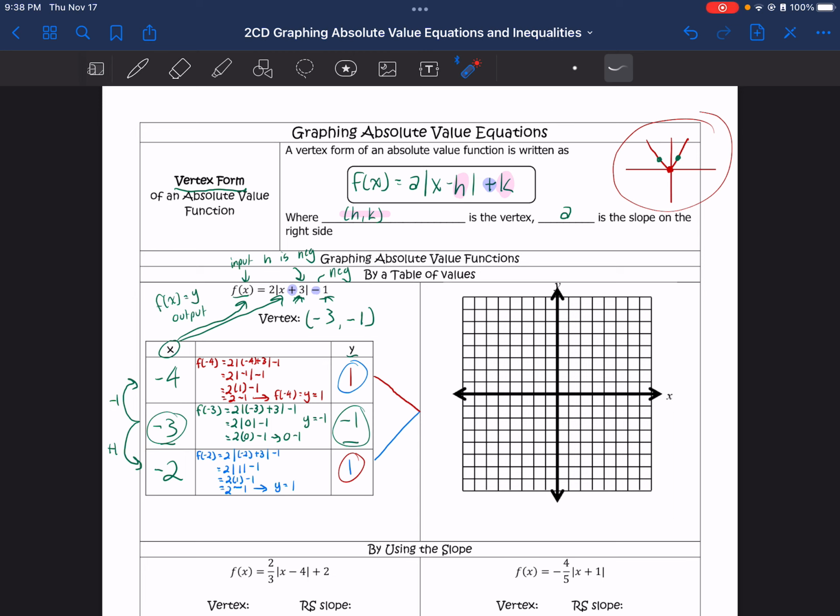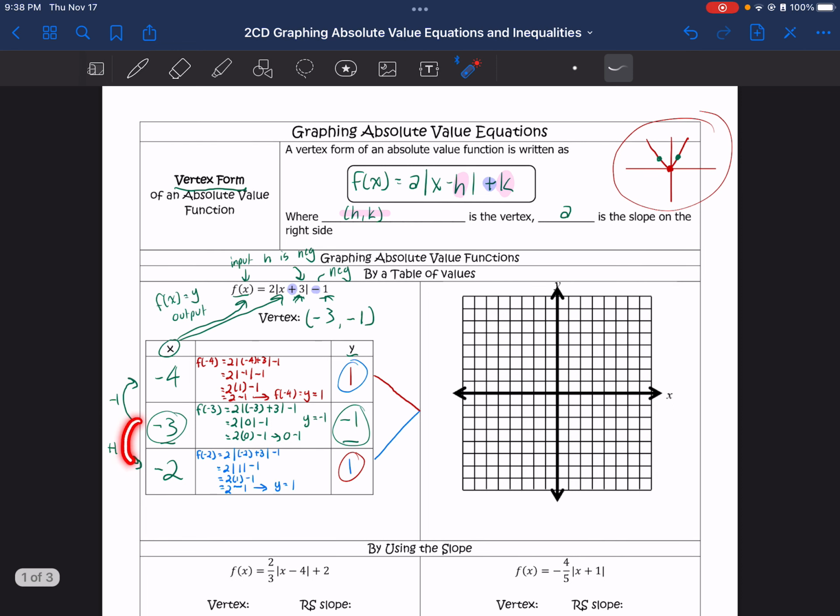Now, you can move 2 steps down and get a point, but that means you would also have to move 2 steps up. You can actually move 2 steps down if you really wanted to. But to make sure that we are graphing our absolute value equations and inequalities correctly, if you move 2 steps down, 3 steps down, 4 steps down, however many steps down, you have to do the same going up. So that is just a rule of thumb.